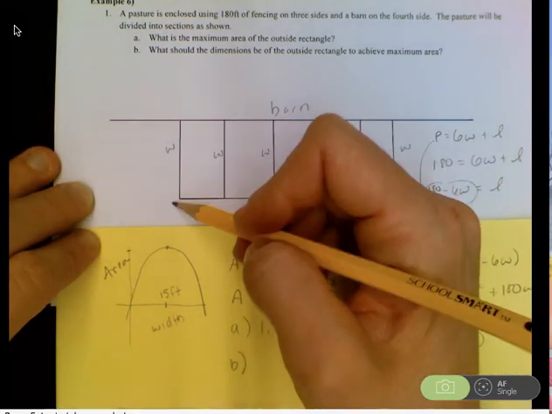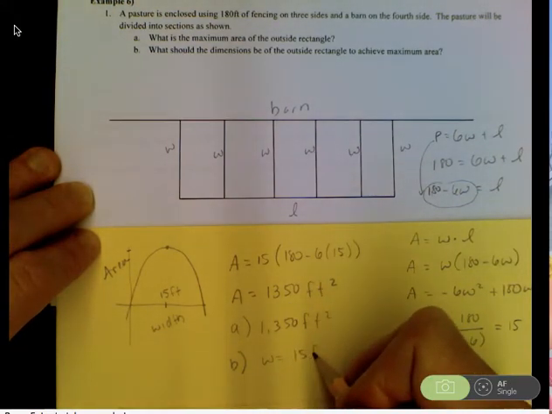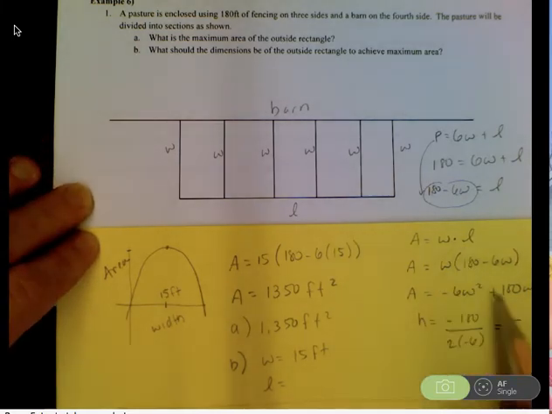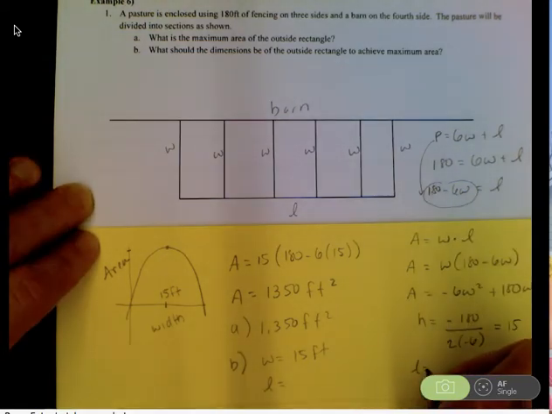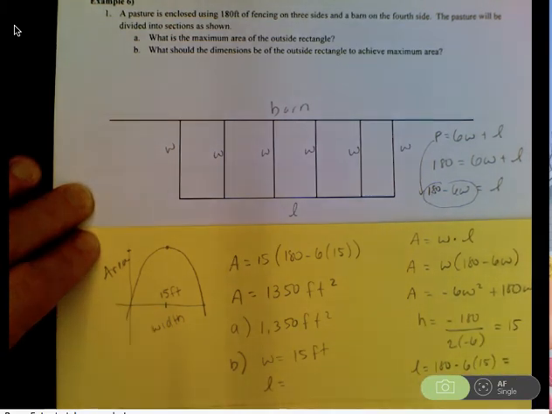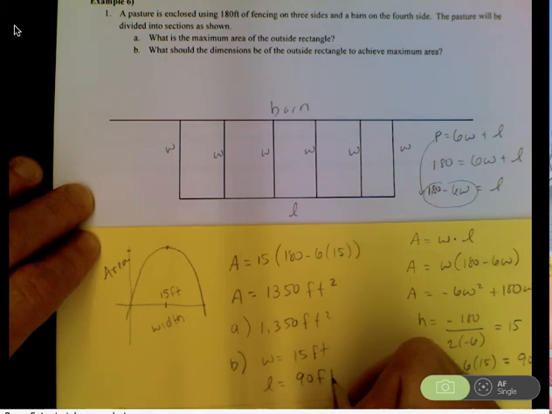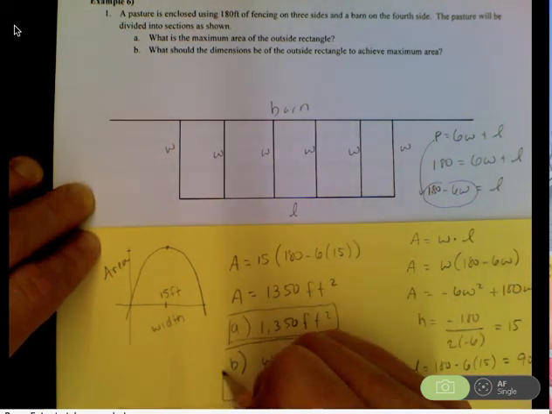And B, what should the dimensions be of the outside of the rectangle? So that's just one width and one length. The width we know is supposed to be 15 feet. Let's go back up to here. So we had, oh, here we did this. L equals 180 minus 6W. So if L equals 180 minus 6W, we can plug in 15. 180 minus 6 times 15. And the calculator gives us 90. So we have a length of 90 feet. So here's our answer to A. And here's our answer to part B.